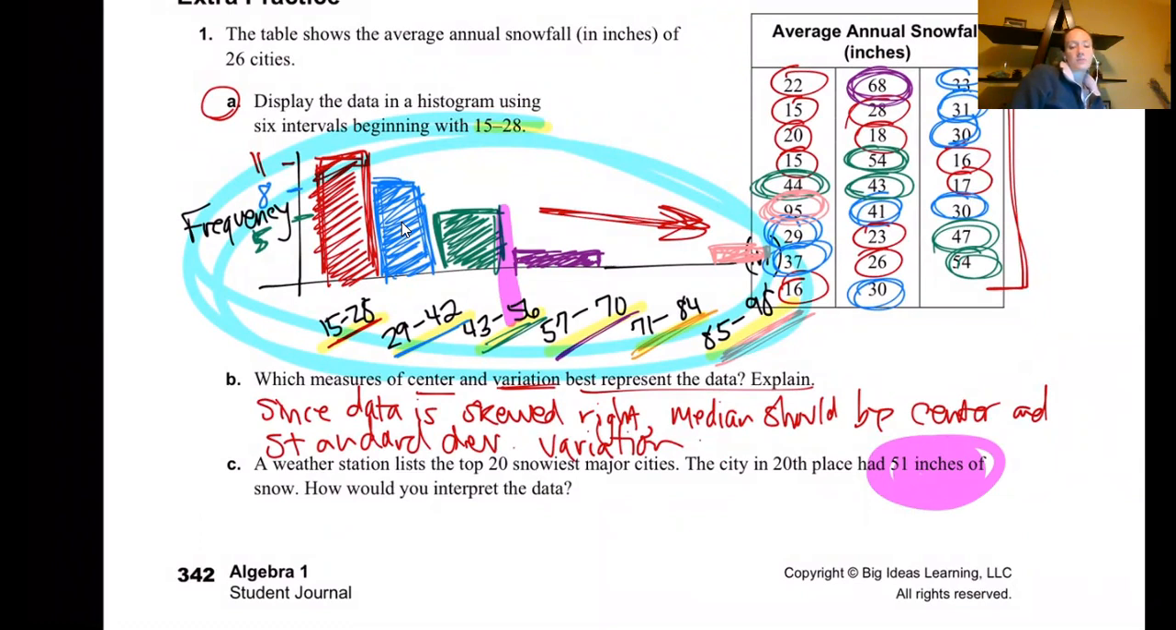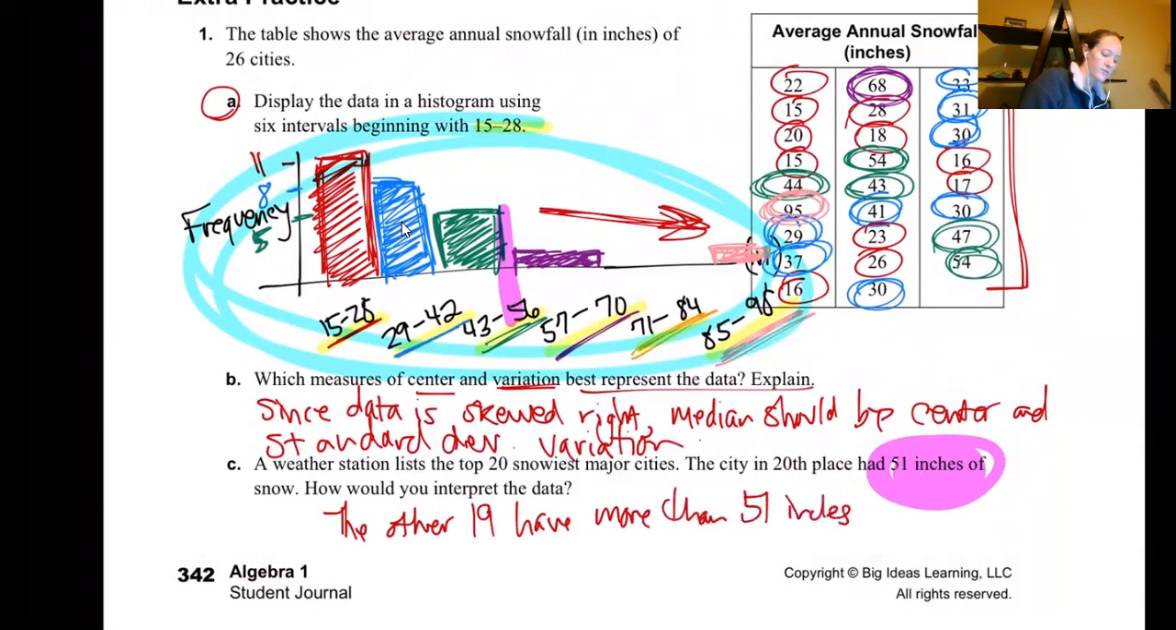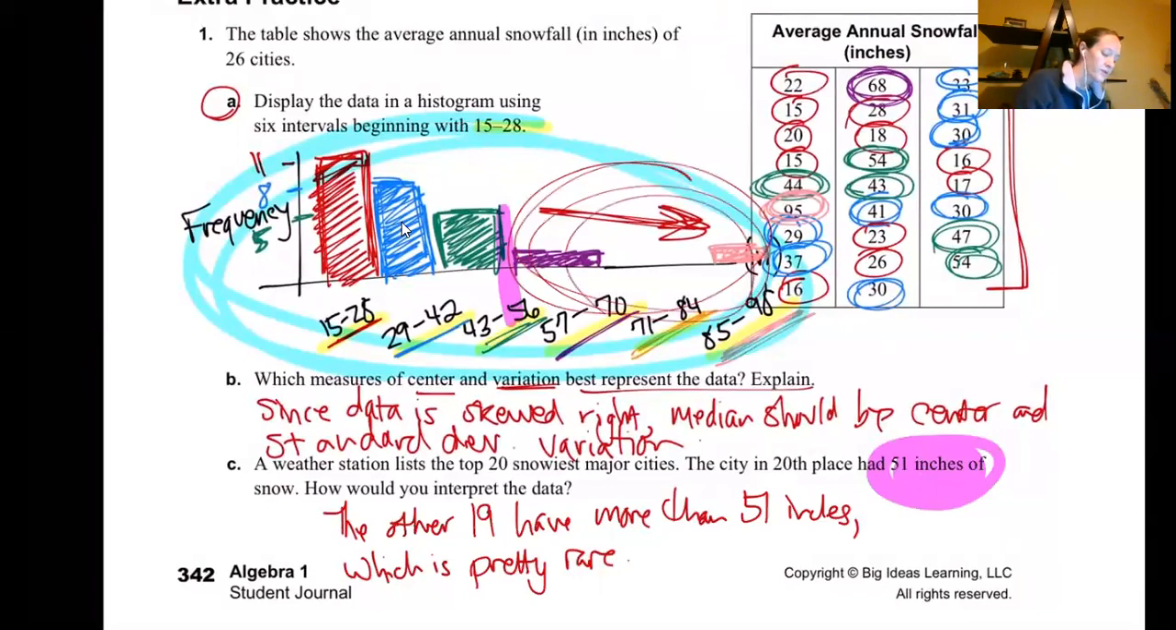If the weather station lists the top 20 snowiest major cities, the city in 20th place had 51 inches of snow. What does that mean? That means that the other 19 are going to have more than 51 inches, just based on the example itself. And then you could do something else saying like, which is pretty rare. Is it possible up here in your histogram and your bar graph to get over 51 inches? And the answer is yes, of course, definitely. There are definitely a few of them that get over 51 inches in this list.